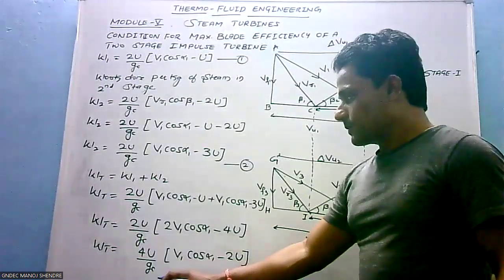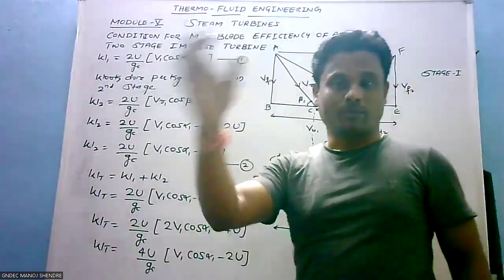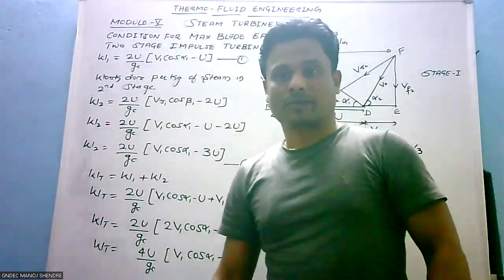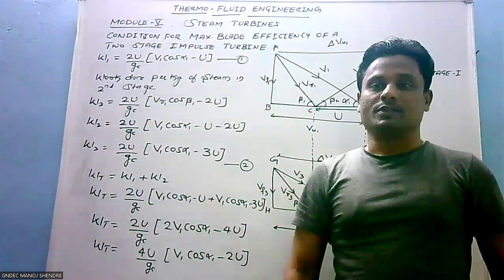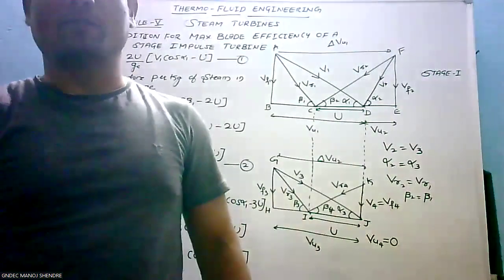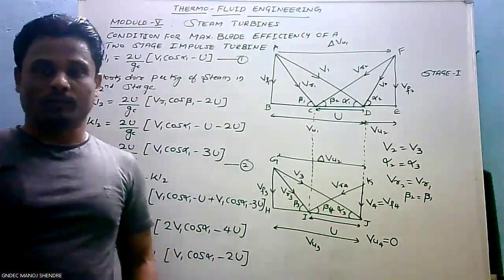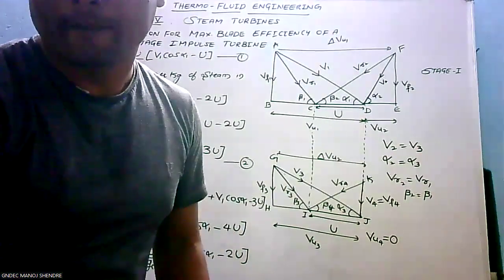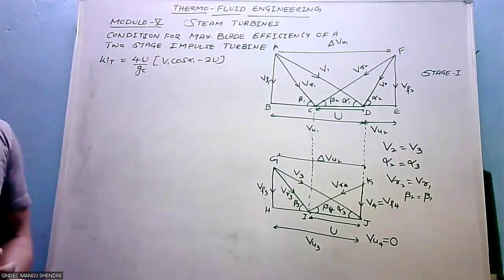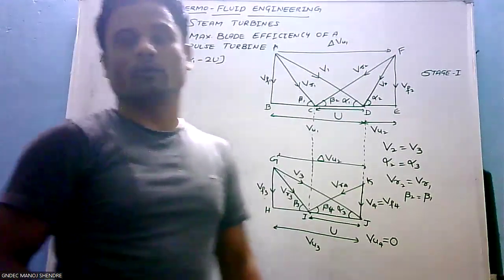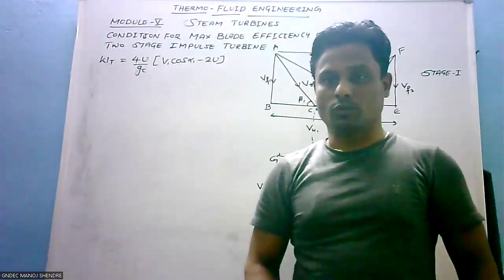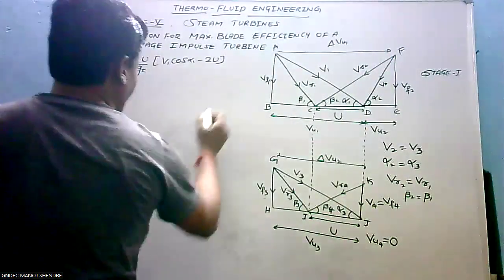Now we have to divide this equation by the total energy supplied to the blades, that is V1 square by 2GC, the kinetic energy, to get the blade efficiency in terms of alpha, V1 and U. Look at the board carefully. So the total work obtained is 4U by GC into V1 cos alpha 1 minus 2U. Keep it as equation number 3.